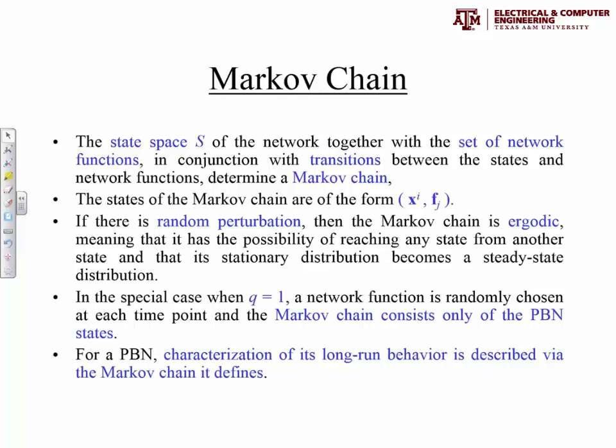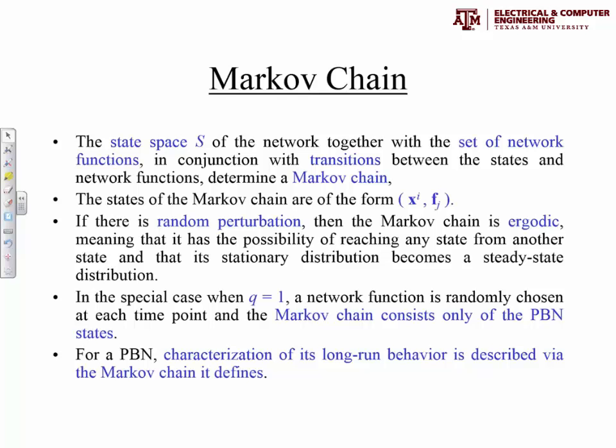So in the special case when Q is 1, that means the probability of the network function changing at every time point is 1. That means at every time point you're basically going through the list of predictors and choosing, so you have an instantaneously random PBN. In that case the Markov chain consists only of the PBN states, because you don't have to worry about this other state Fj, because at every time point you're choosing one of the constituent networks.